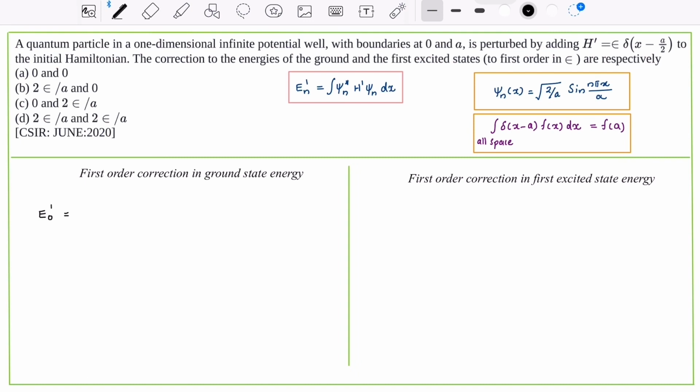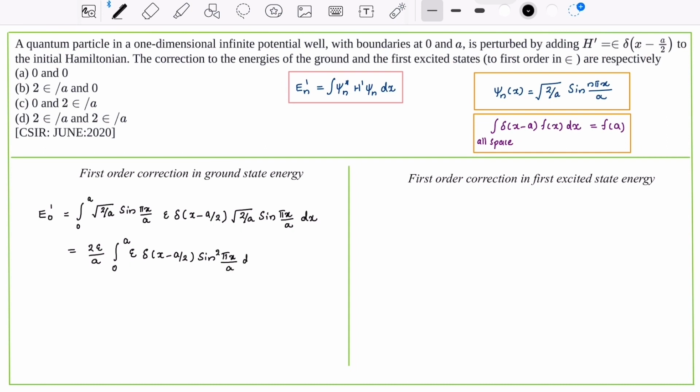So the first order correction in the ground state energy becomes the integral from 0 to a of root of 2 by a sin(pi x by a). The perturbation is epsilon delta(x minus a by 2), then again root of 2 by a sin(pi x by a) dx. And this is equal to 2 times epsilon by a, the integral from 0 to a of delta(x minus a by 2) sin square(pi x by a) dx.